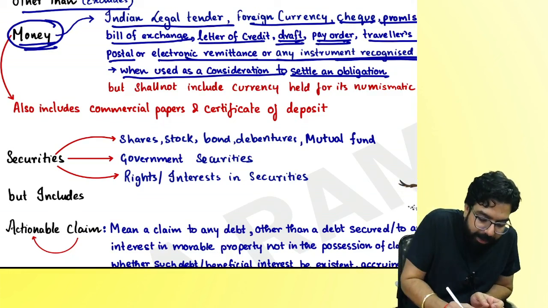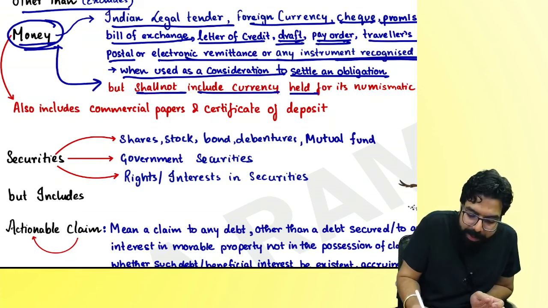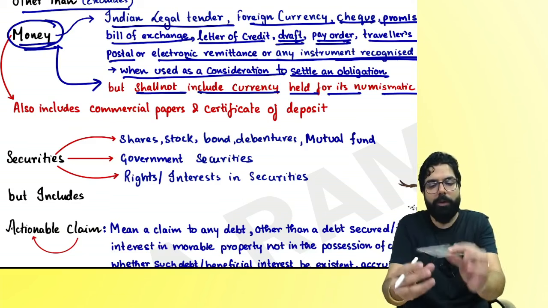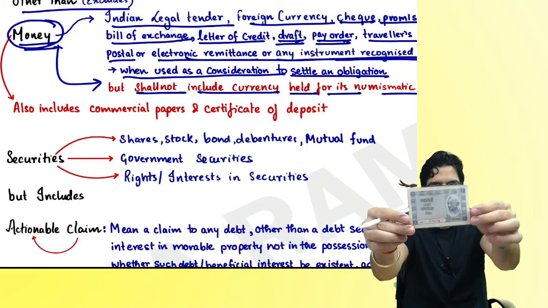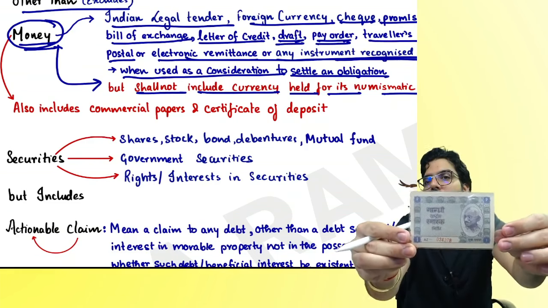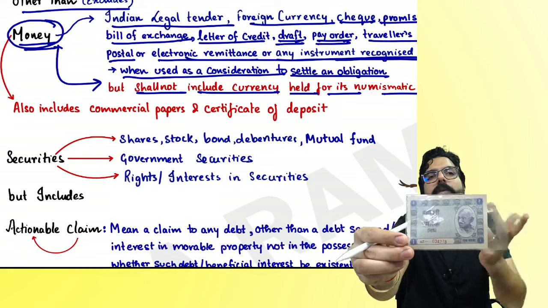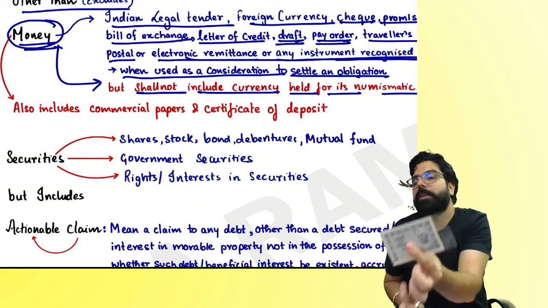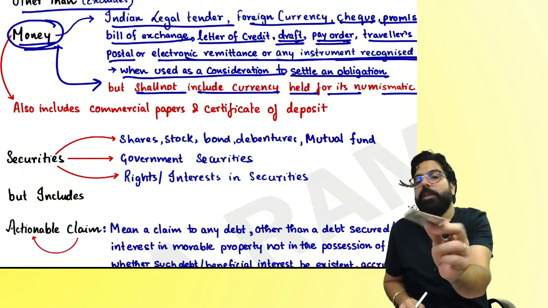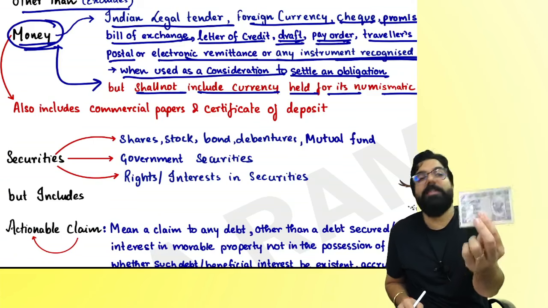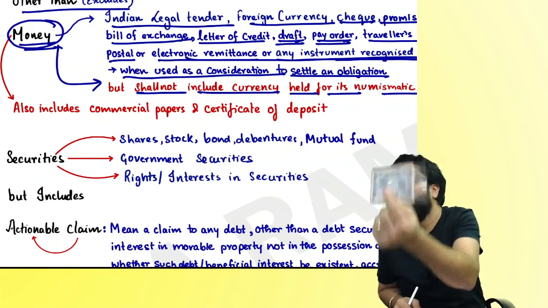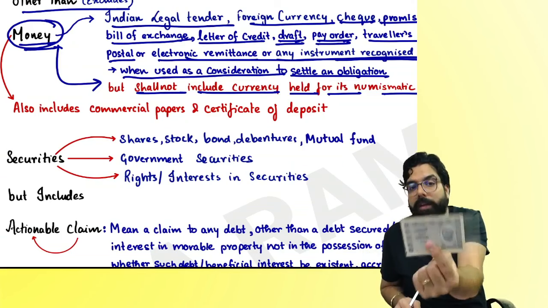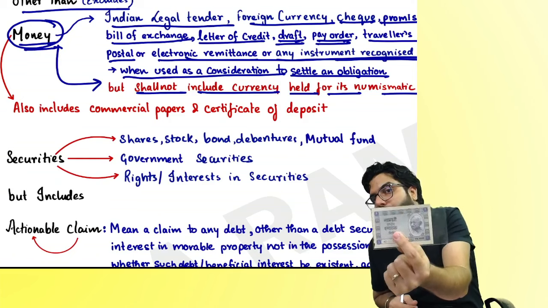Then it says, but money shall not include currency held for numismatic value. Sir, what do you mean by currency held for numismatic value? For an example, I've got a very old one rupee currency note for you guys. This is money held for numismatic value. Can you use this and go to the market and buy anything now? But this is held for what? Just because it's a collection kind of thing. Old numismatic value, old coins, old notes which you collect. Is it money? Not money. Can you use this to settle an obligation? No. So it is not money.